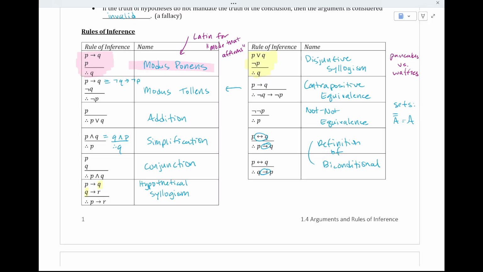Disjunctive syllogism. This time we had the version where it's P or Q. We had not Q, therefore P. Remember, this or is also commutative, so we can write it this way, and it's the same. So this is disjunctive syllogism.